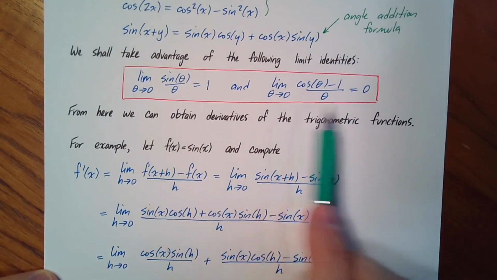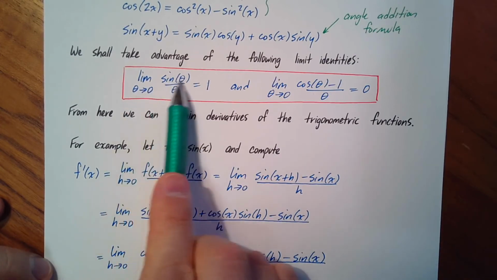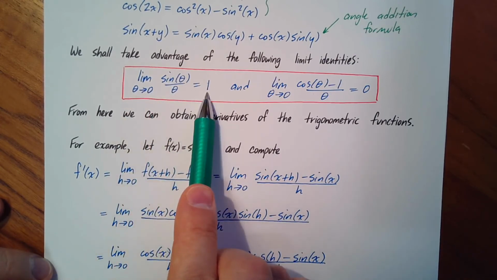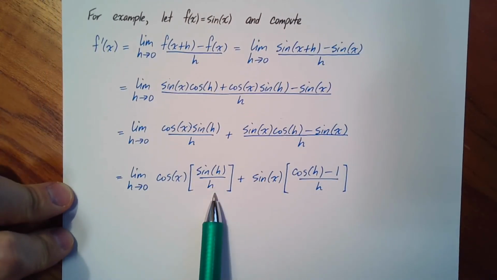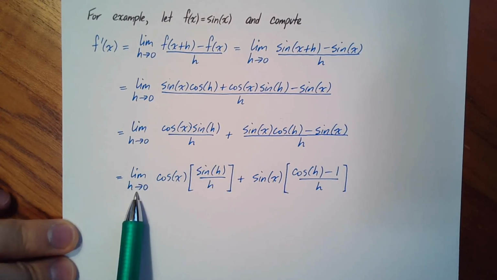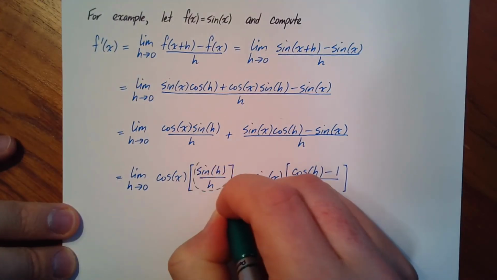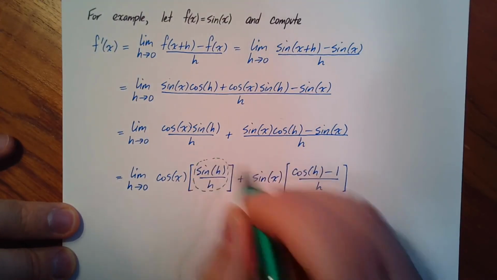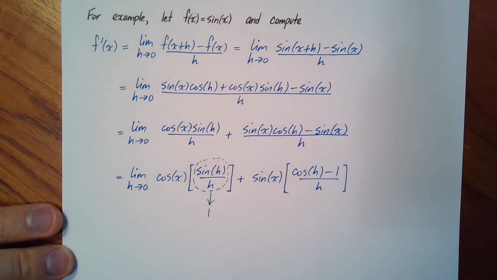of these identities now. Remember, if you take the limit as theta goes to 0 of sine of theta over theta, you get 1. Well, what about sine of h over h? As long as h is the thing going to 0, the same rule applies. It makes no difference what you call the variable. So this fraction here is approaching 1 as h approaches 0.